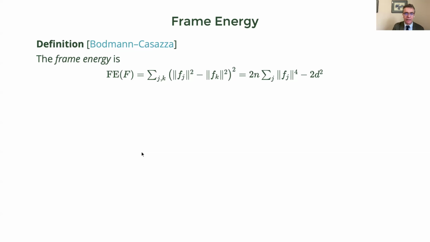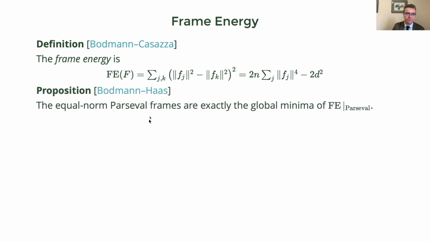You can go the other way around, where instead of taking the squared norm of the frame operator, which is going to give you Parseval things, you look at something like, well, in fact, it's the fourth power of the norms of the individual vectors. So this frame energy was originally defined this way in the middle, but you can see that, in fact, you're going to get this thing over here. And the proposition is that if you take this function and restrict it to Parseval frames, then the global minima are exactly the equal norm Parseval frames. So you can go either way.